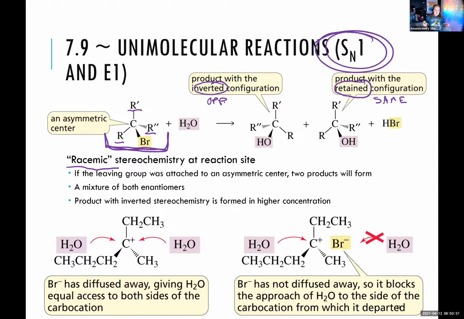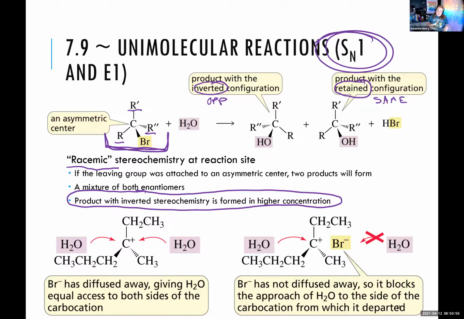The one that is opposite from however we started, so the one with the inverted stereochemistry, is going to be in a little bit higher concentration. So that's why we say it's not quite racemic. So instead of being a 50-50 mixture, it might be a 55-45 mixture. So it's very close to being racemic.